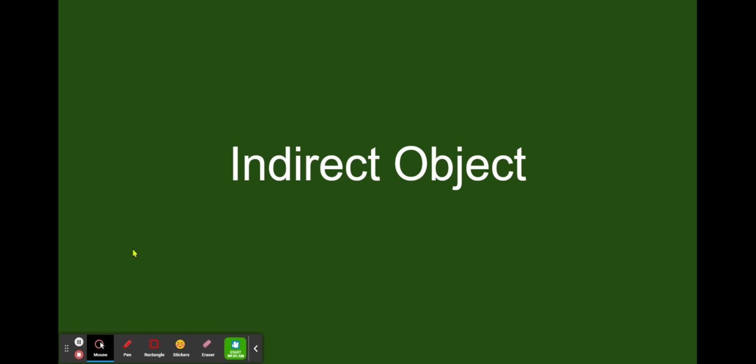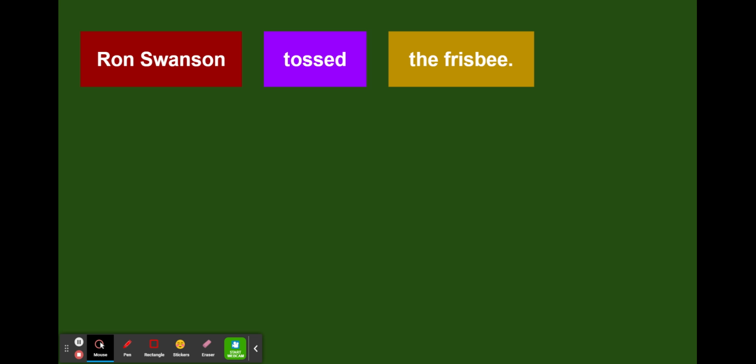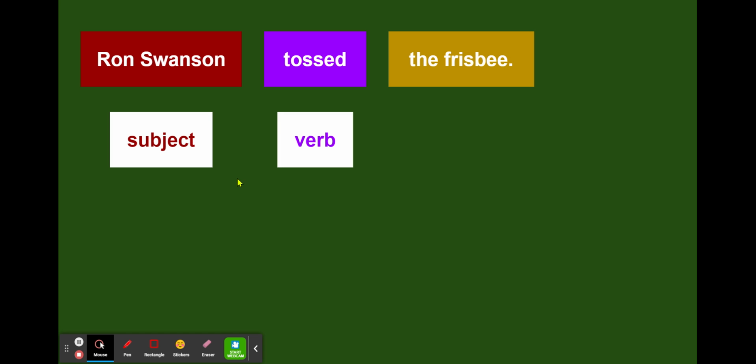Once we know what the direct object is, we can move on to indirect objects. So let's take a sentence like this one. We have Ron Swanson tossed the Frisbee. And in this sentence, we apply the same rules as we did before for direct object. Ron Swanson's doing the action, so he's the subject. Tossed is the action, so that's the verb. And what did Ron Swanson toss? Ron Swanson tossed the Frisbee. So we have a direct object here.